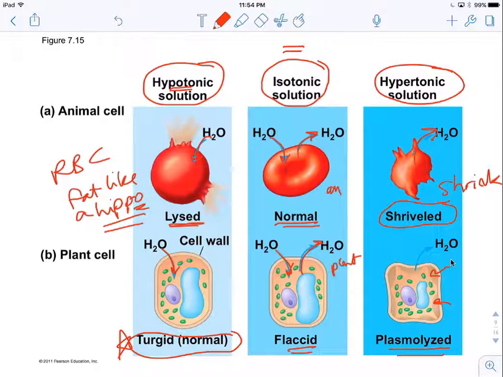Okay. And an easy and not remotely politically correct way to remember hypertonic is if you have a hyper kid, you take them to see a shrink or a psychologist. So the cell shrinks if it's in a hypertonic solution. Okay, hypotonic, fat like a hippo. Hypertonic, shrinks.